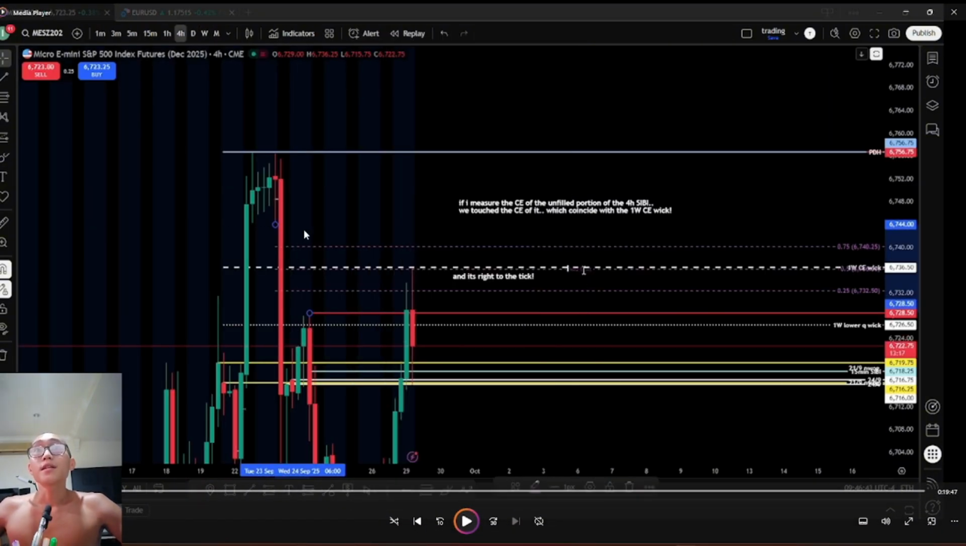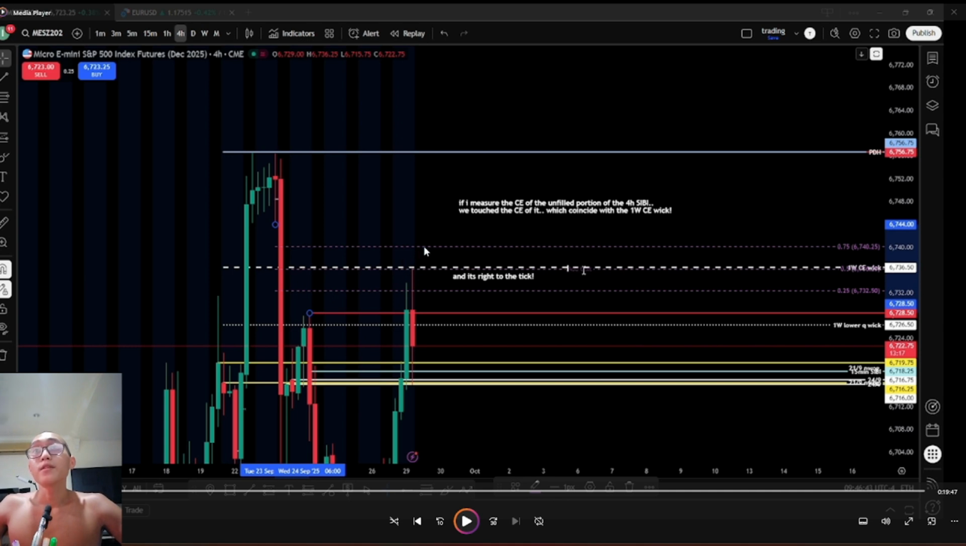Now 4-hour chart. What I did here was I measured the unfilled portion, like I told you guys just now, right here and here, because this 4-hour CB was filled to here. So right now the unfilled portion of this 4-hour CB is right here to here. You can see we are hitting right at the spot of the midpoint of it. So we hit there, and right now we are rejecting lower, cleared some buy side right here.